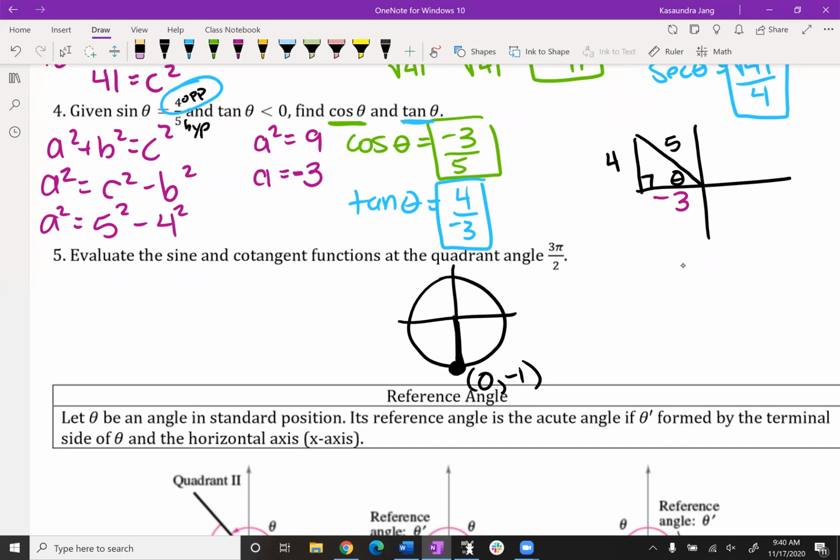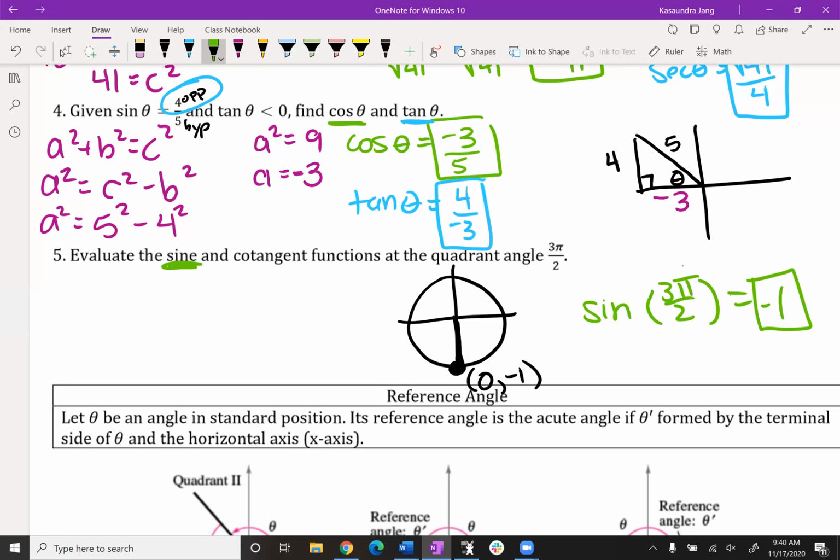We got the point 0, -1. So my sine was the y over r, right? Do I really need the radius on the unit circle though? I don't think I need the radius on my unit circle. My radius is a 1. Do I really need to divide by 1? Not so much. So I'm going to do my sine of 3 pi halves by just taking the y value, -1. You can put -1 over 1, but I'm going to do the simplified answer, -1.